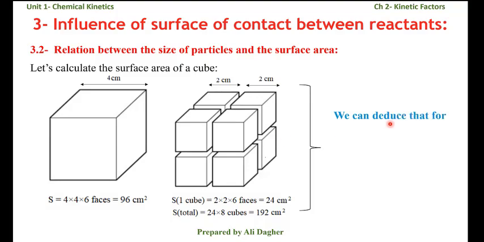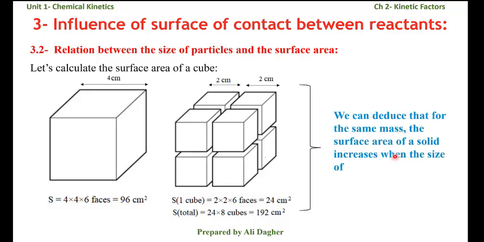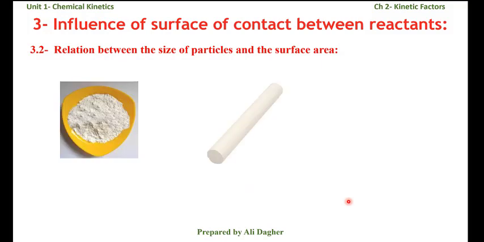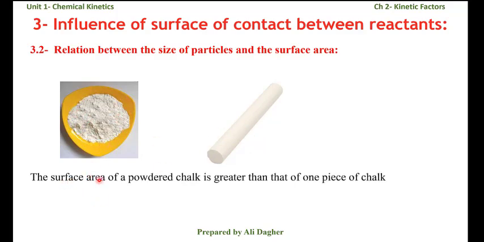Then we can conclude that for the same mass or the same quantity, the surface area of a solid increases when the size of its particles decreases, and vice versa. That means what? If we have a chalk, one powdered and the other one piece, the surface area of powdered chalk is greater than that of one piece of chalk, because the particles in the case of powdered are smaller than in the case of one piece.